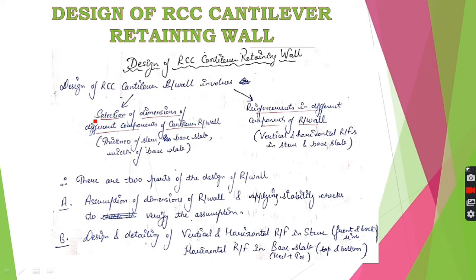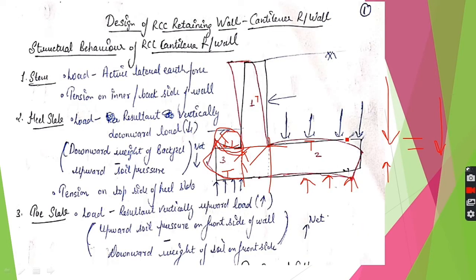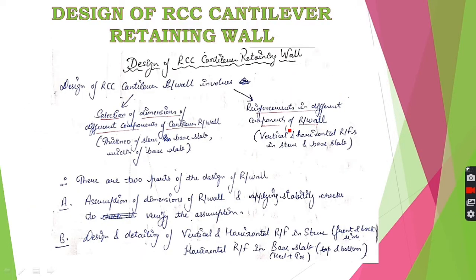First, we need to select the dimensions of the different components of the cantilever retaining wall. Like if this is the retaining wall, you have to decide what will be the thickness of this stem, what will be the thickness of this slab, what will be the total width of this slab, etc. All this comes under the first part, and the second part is, when you have decided the dimensions, then we will provide the reinforcements in different components of the retaining wall according to their structural behavior or action.